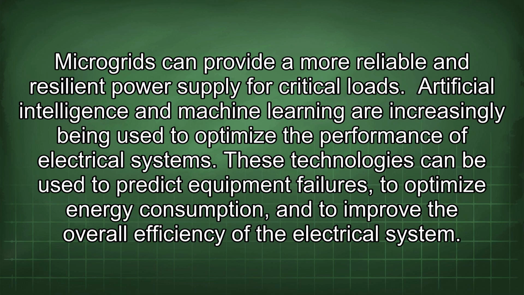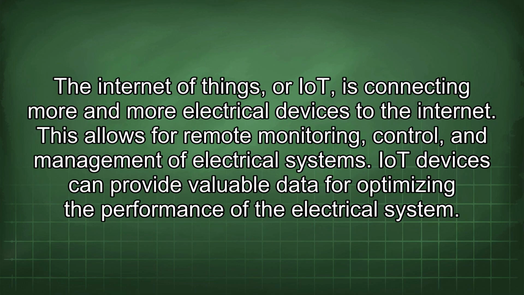Artificial intelligence and machine learning are increasingly being used to optimize the performance of electrical systems. These technologies can be used to predict equipment failures, to optimize energy consumption, and to improve the overall efficiency of the electrical system. The Internet of Things, or IoT, is connecting more and more electrical devices to the Internet. This allows for remote monitoring, control, and management of electrical systems. IoT devices can provide valuable data for optimizing the performance of the electrical system.